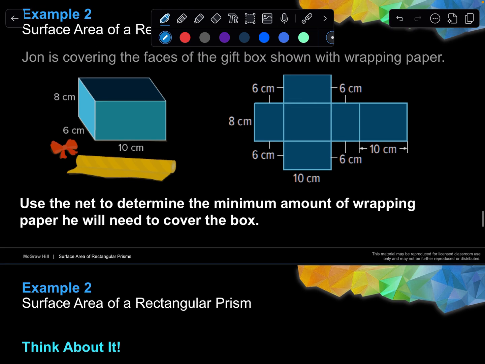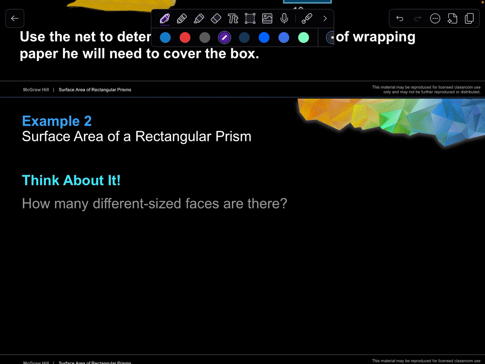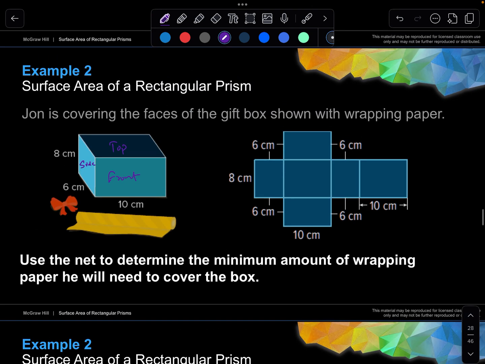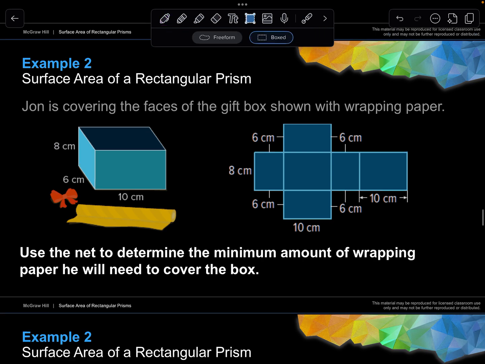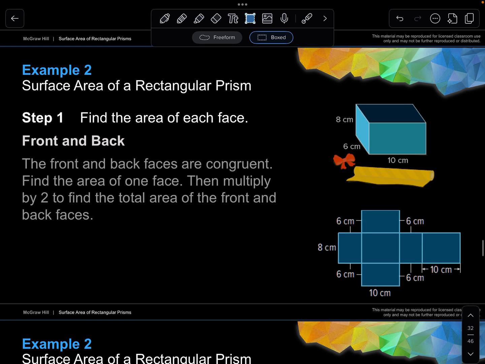Just as usual, let's call this the front, the side, this is my top. In fact, I'm just going to go quick here. I'm not going to solve this on my own. The solution is given there, so I'm just going to walk you through the solution.